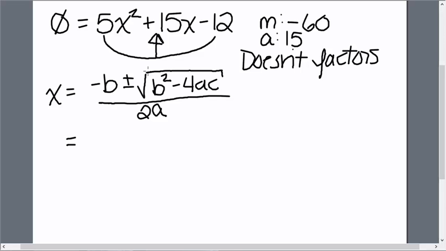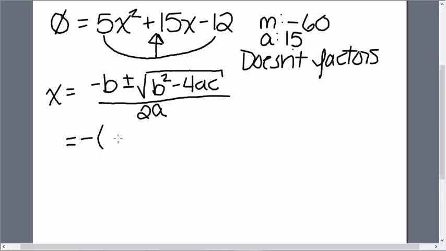So all we're going to do is start plugging these in. Now remember that these go alphabetically. So here is a. a would be 5. b is going to be this positive 15 right here. And c is going to be this negative 12. So we're just going to plug them in where it's appropriate and start solving it down.